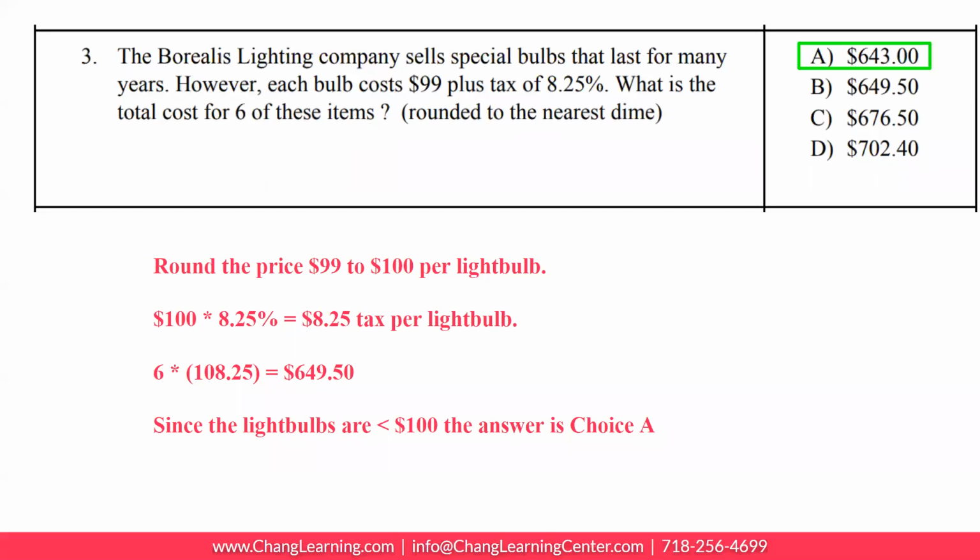The reason being is that the actual cost was $1 less per bulb. So you should look for an answer that's about $6 less than $649.50. And in fact, you save $650. Correct answer is A. Okay, because the light bulbs aren't $100, they're $99, but we rounded up to do easier math. So this is a real time saver.